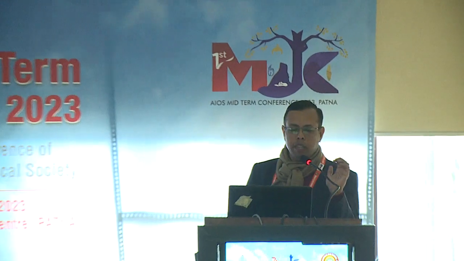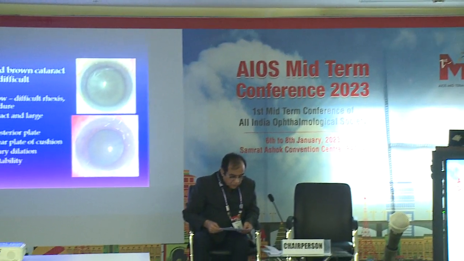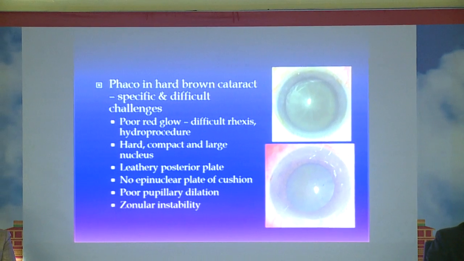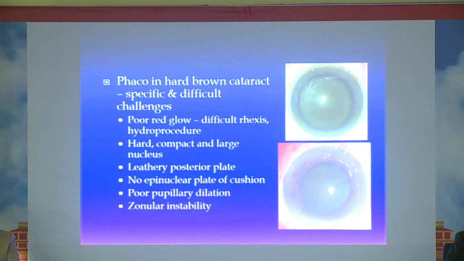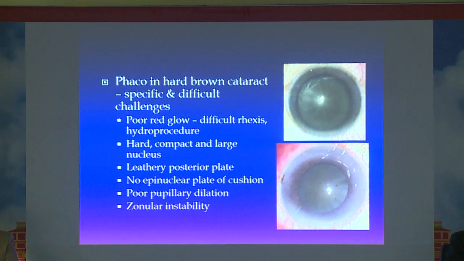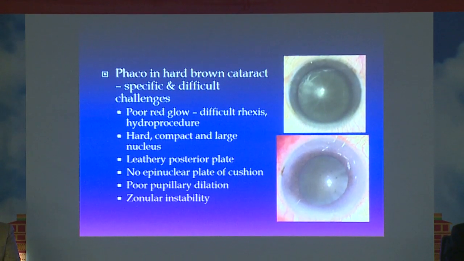So many times we are faced with this hard brown cataract, and they have specific and difficult challenges, like the poor red glow, so the rhexis might be difficult, so we need staining. And the hydro procedure is also very crucial in these cases because there is no space, because of the very hard, bulky and large nucleus.